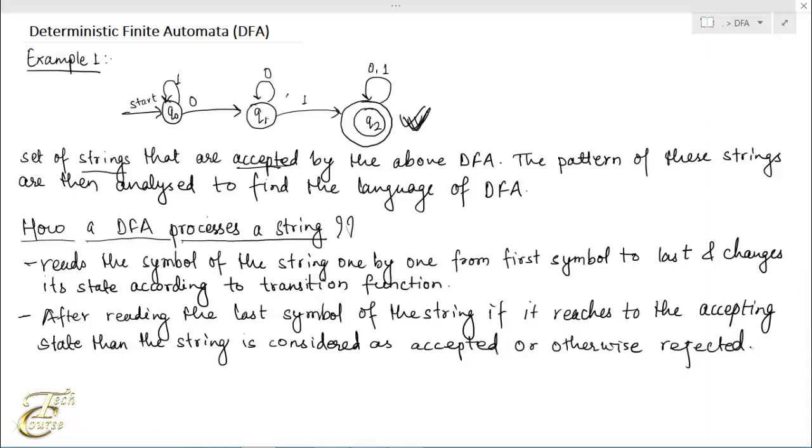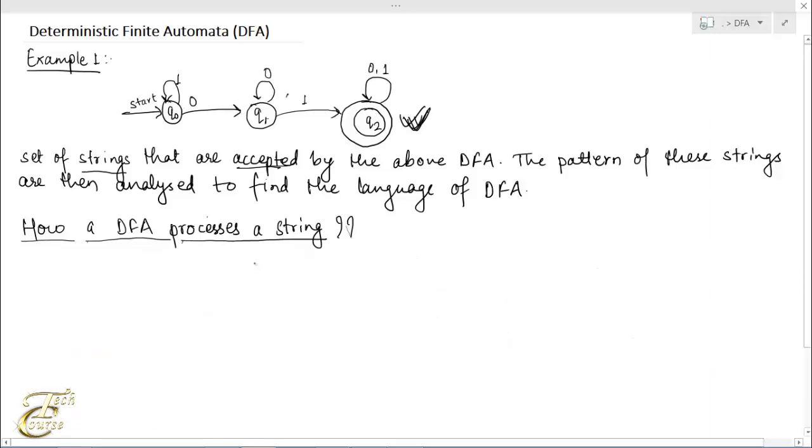This is how any string is processed by the DFA. Let's take an example. Take a string 1 0 0 0 1 0 to process in the above DFA. Initially the DFA is in state Q0. From Q0 it reads the symbol 1, which leads it to the state Q0, and then it reads the symbol 0, which leads it to the state Q1.